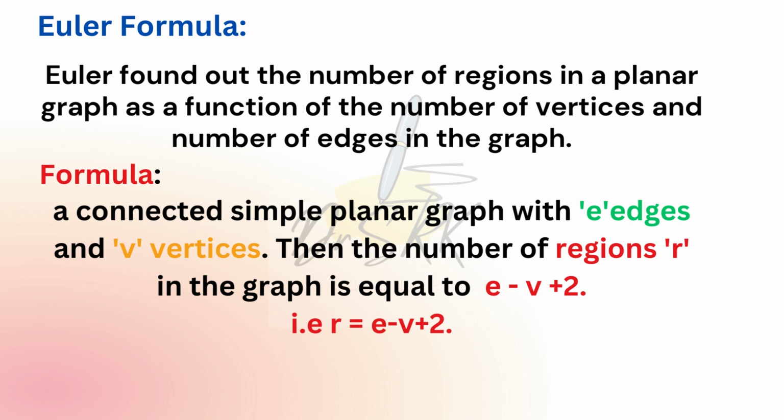Now look at the formula here. For a connected simple planar graph with E edges and V vertices, the number of regions R in the graph is equal to E minus V plus 2. That is, R equals E minus V plus 2.